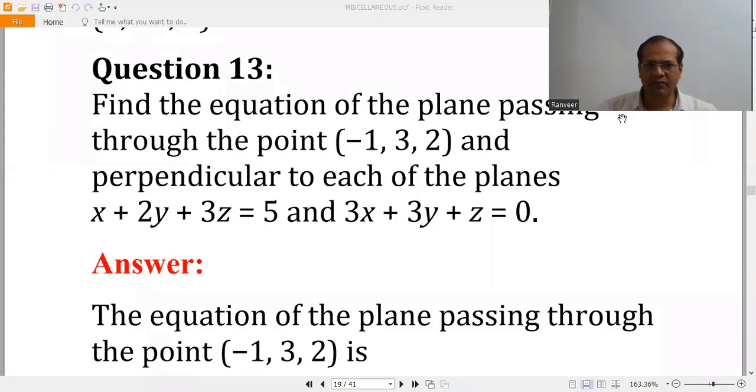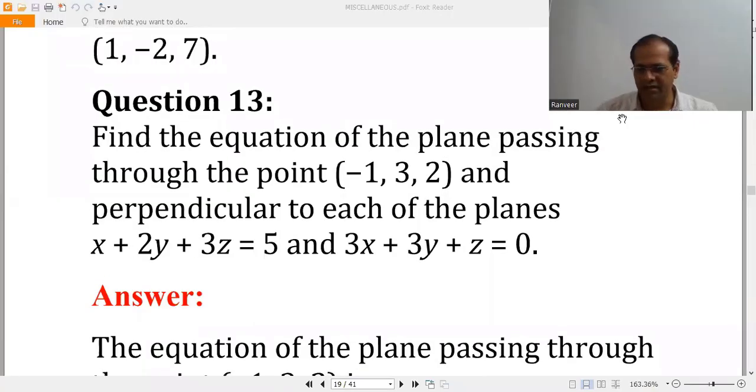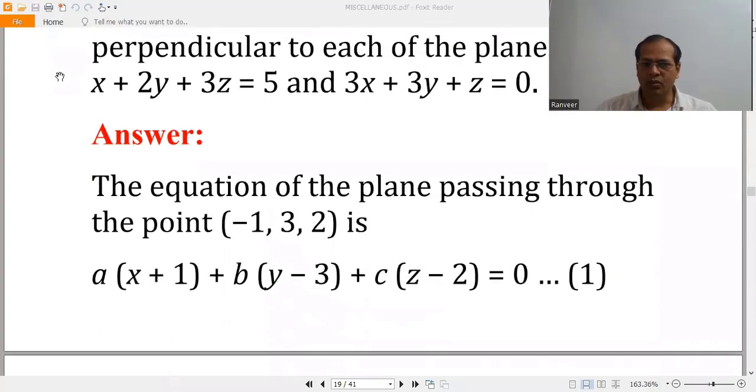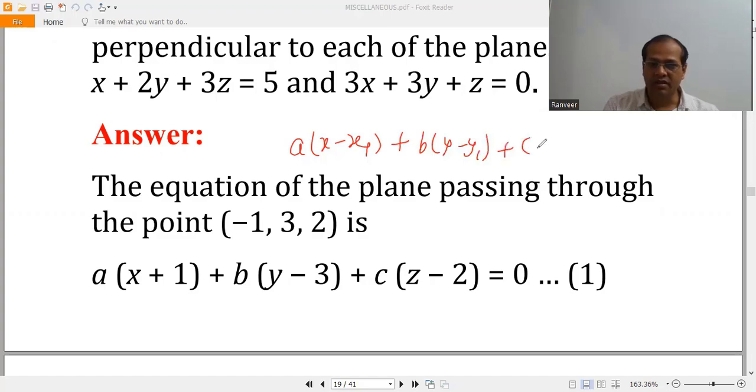Question number 30. Find the equation of the plane passing through the point (-1, 3, 2) and perpendicular to each of the planes x + 2y + 3z = 0 and 3x + 3y + z = 0. Now, we know the equation of the plane passing through any given point. The formula is a(x - x1) + b(y - y1) + c(z - z1) = 0. Here the point is given: (-1, 3, 2).